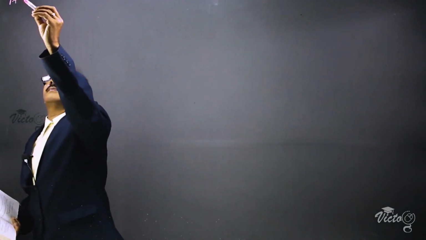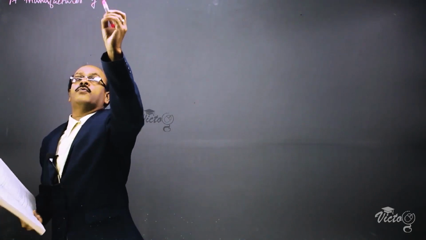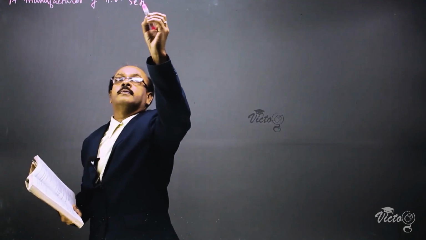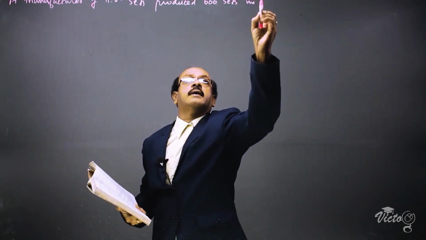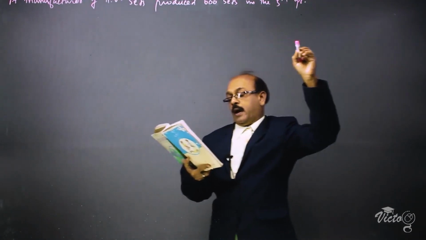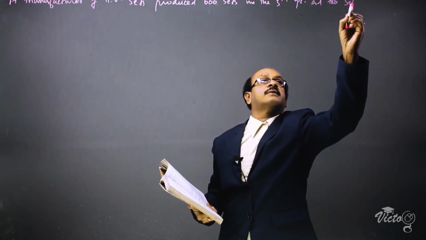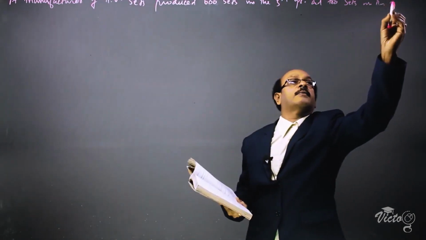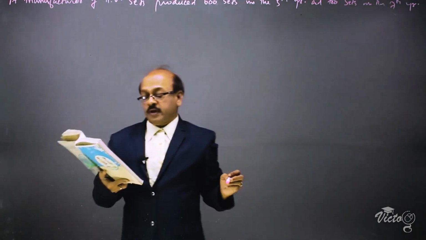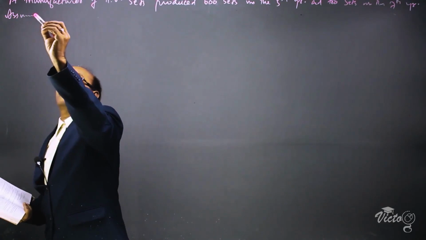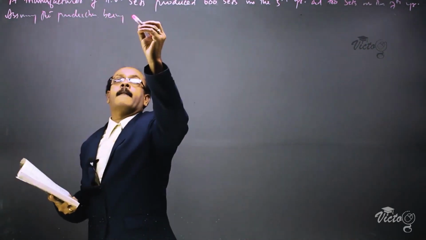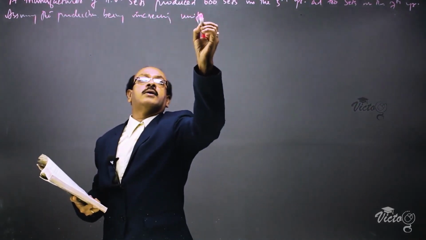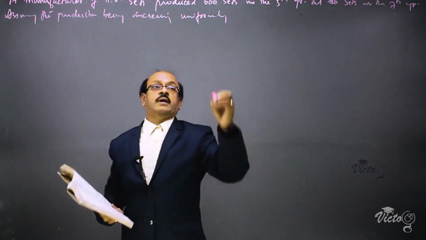Okay, next one is a statement-type question using a statement problem. The question here is: a manufacturer of TV sets produced 600 sets in the third year and 700 sets in the seventh year, assuming that the production is increasing uniformly by a fixed number every year.